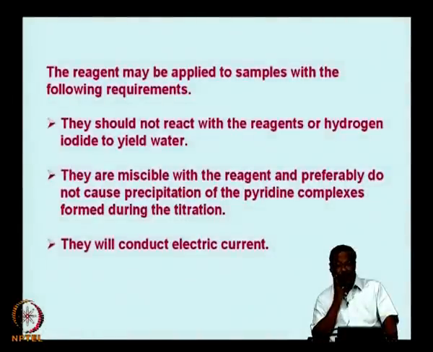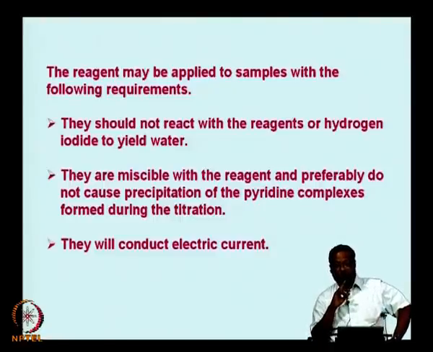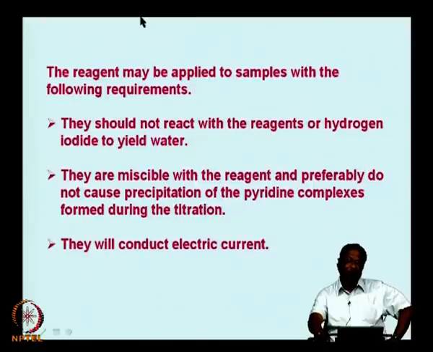What are those requirements? They should not react with the reagents or hydrogen iodide itself to yield water. You see, if one of the reaction products is water, you will never see the end point of the titration at all, because more and more water keeps on getting produced. So, the non-production of water is one of the most important aspects of this. If one of the reaction products is water, you should not be using this method at all.